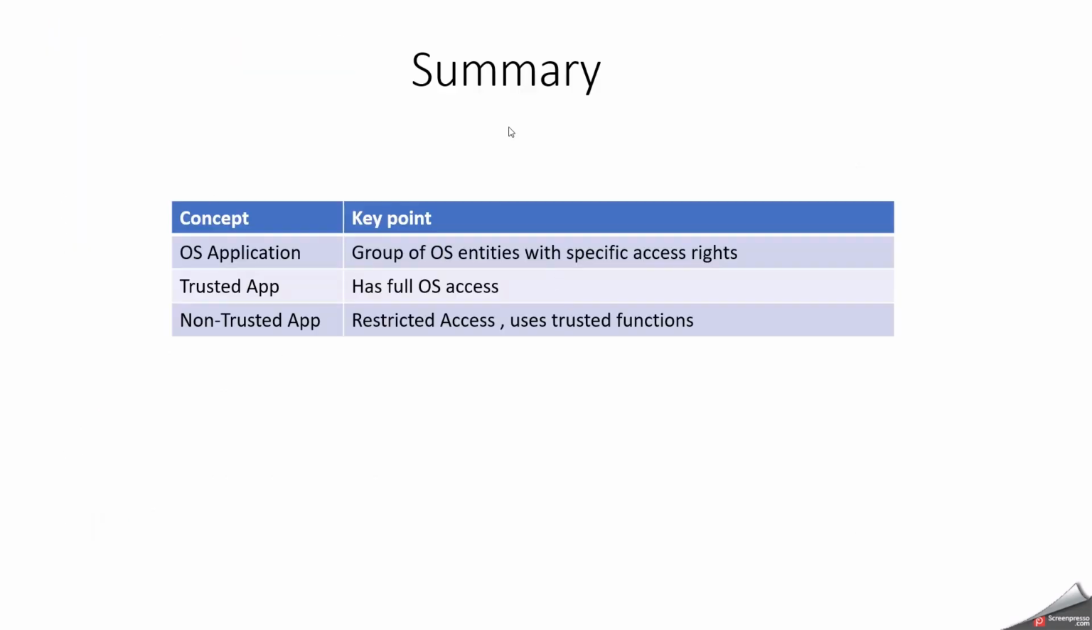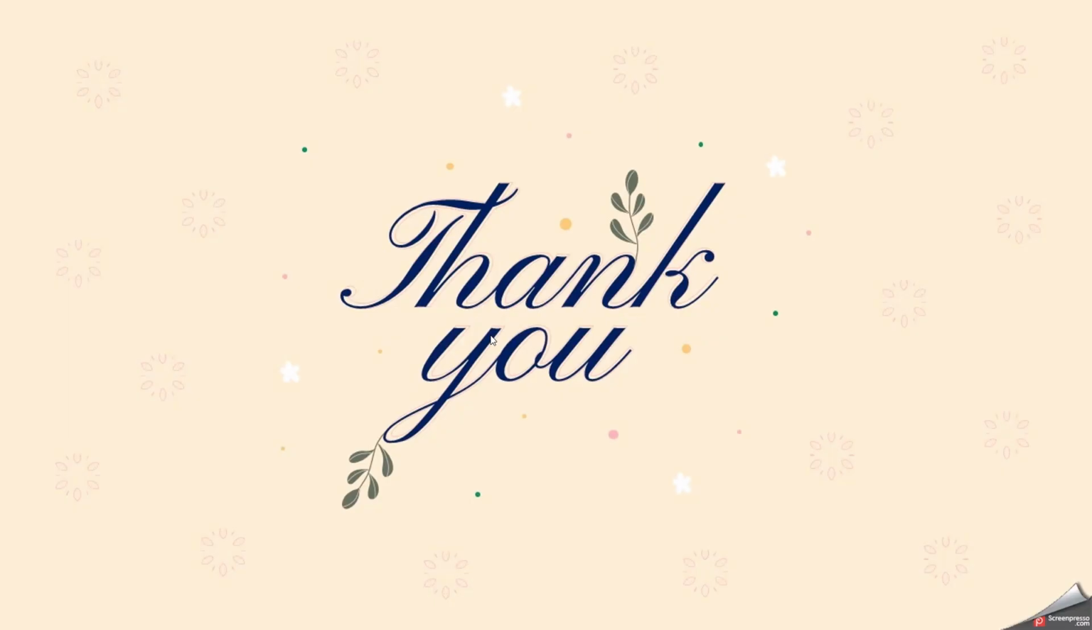Now, finally, we can discuss about the summary. So in this video, we discussed about OS application. That means it's a group of OS entities with specific access rights. And we discussed about trusted app and non-trusted app. Trusted application means it has full OS access, and non-trusted application means it has restricted access, uses trusted functions. I hope you got a clarity about what is OS application and what all are the configuration parameters you have to concentrate on when you are going to design an OS application.